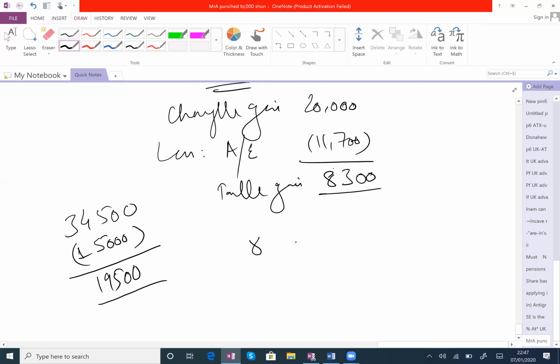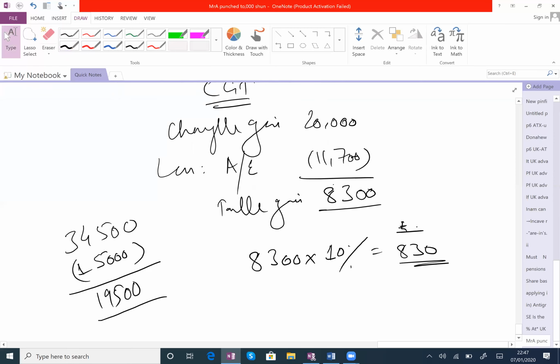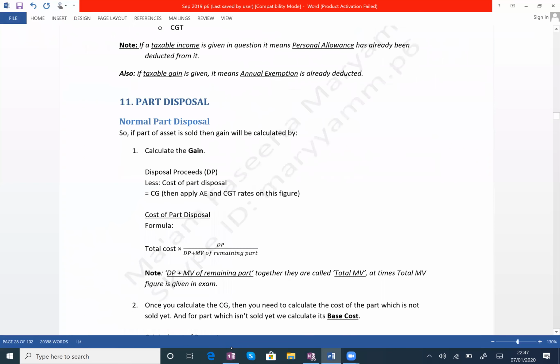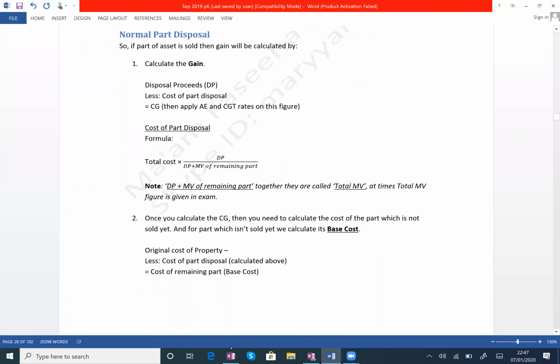So 8,300 at the rate of 10%. What is the CGT payable? 830. Done. That's how you will apply the CGT rates. Firstly, taxable incomes consume the bands, and then gains consume the bands. Clear? Okay.